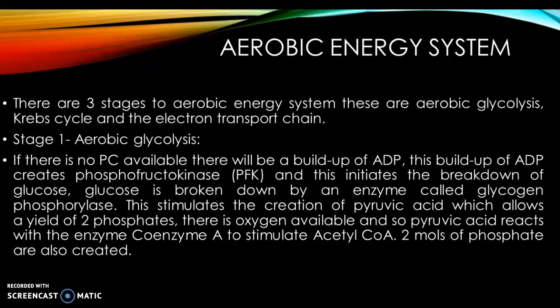There are three stages to the aerobic energy system, and these are aerobic glycolysis, Krebs cycle, and the electron transport chain. Stage 1, aerobic glycolysis. If there is no PC available, there will be a buildup of ADP. This buildup of ADP creates PFK, and this initiates the breakdown of glucose. Glucose is broken down by an enzyme called glycogen phosphorylase. This stimulates the creation of pyruvic acid, which allows a yield of 2 phosphates.